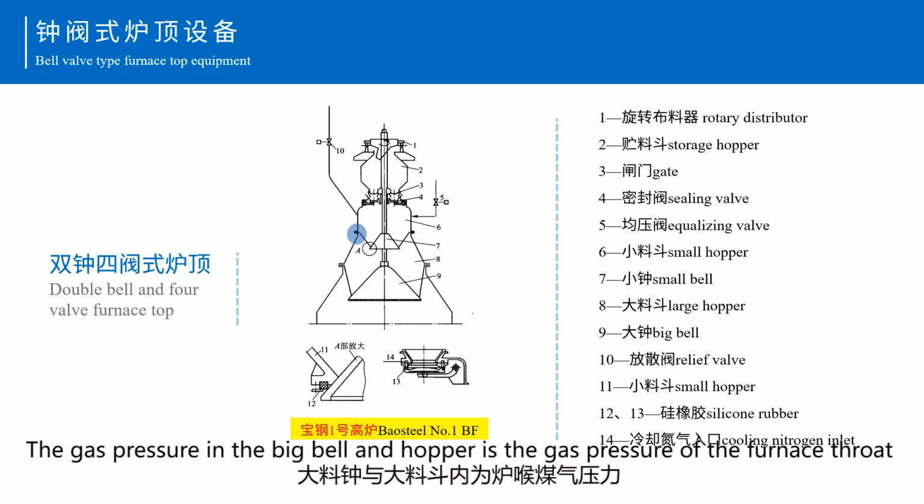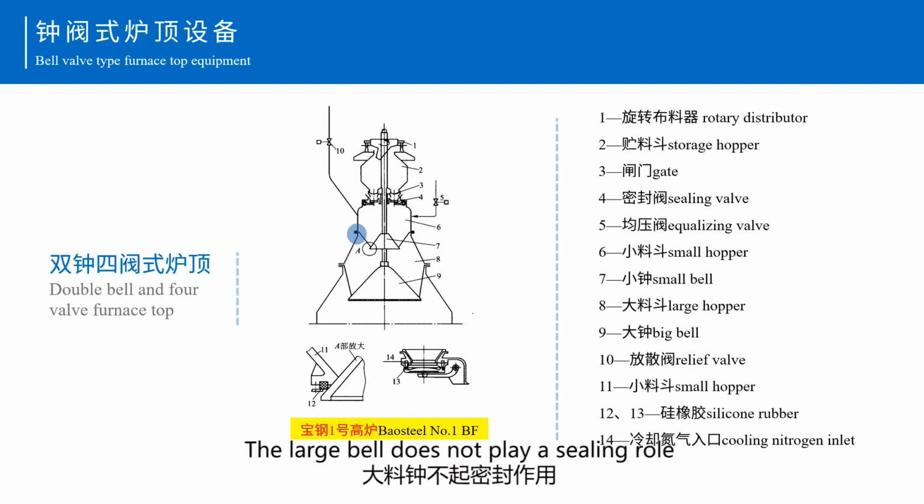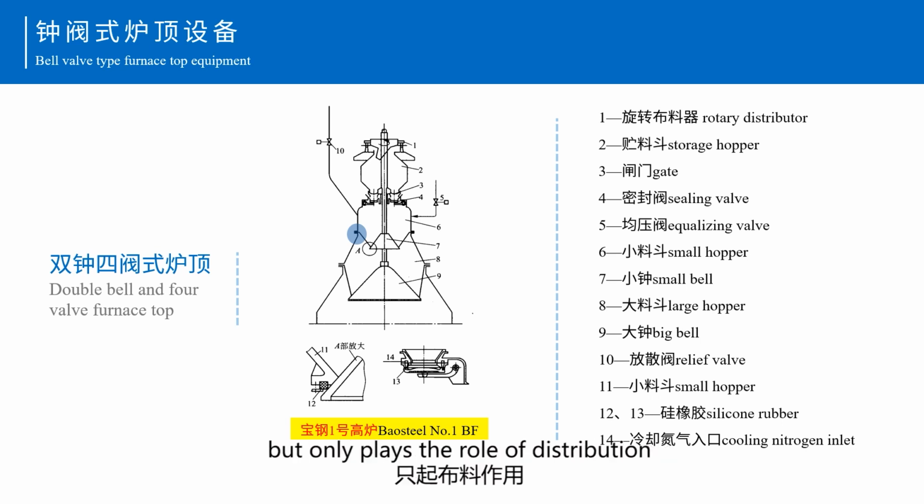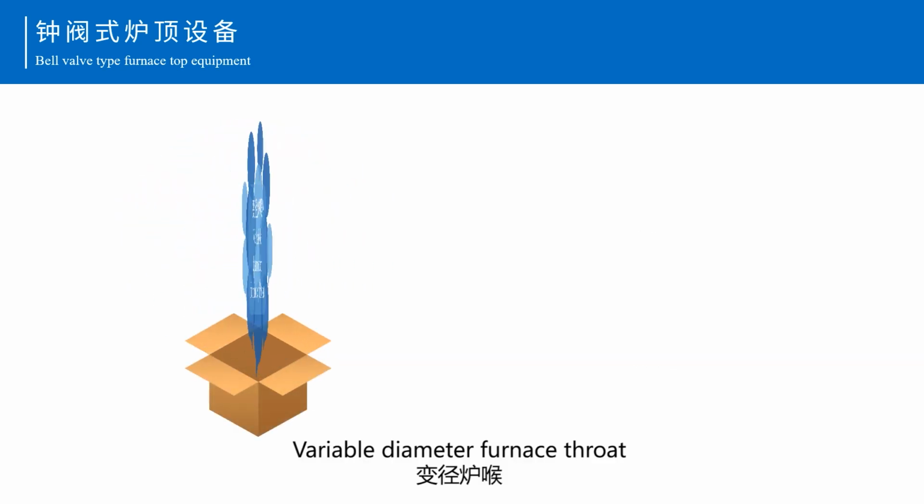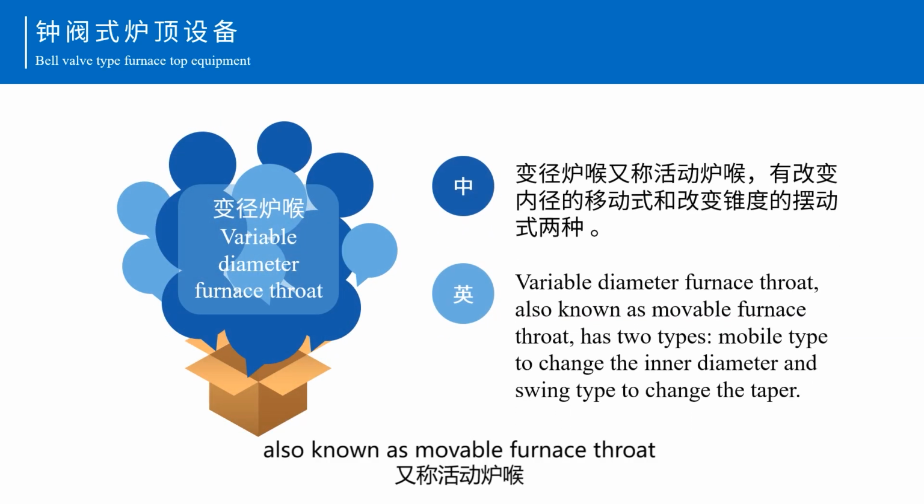The gas pressure in the big barrel and hopper is the gas pressure of the furnace throat. The large barrel doesn't play a sealing role, but only plays the role of distribution. Variable diameter furnace throat, also known as movable furnace throat, has 2 types: mobile type to change the inner diameter, and the swing type to change the taper.